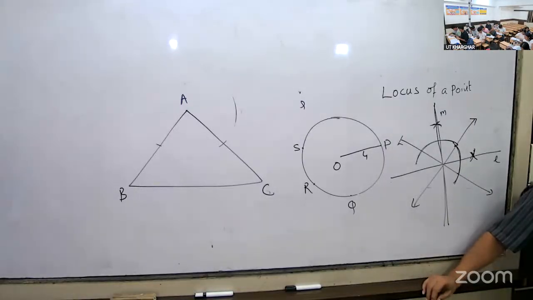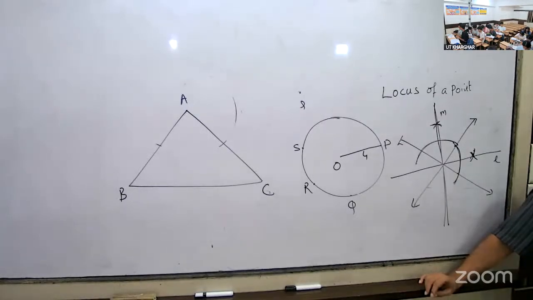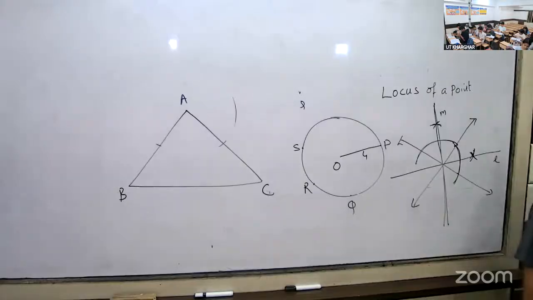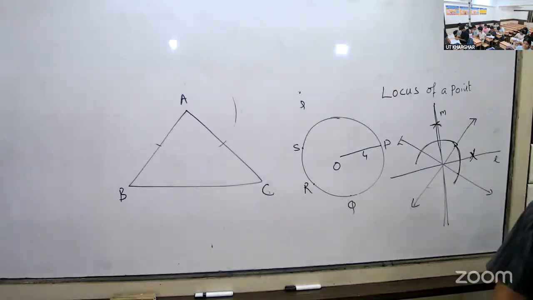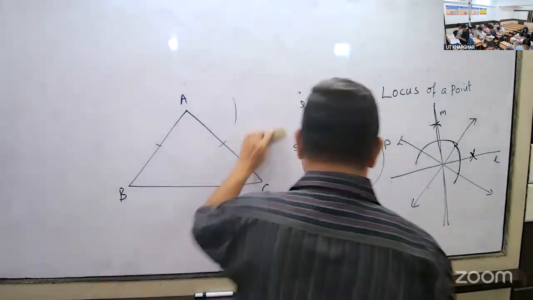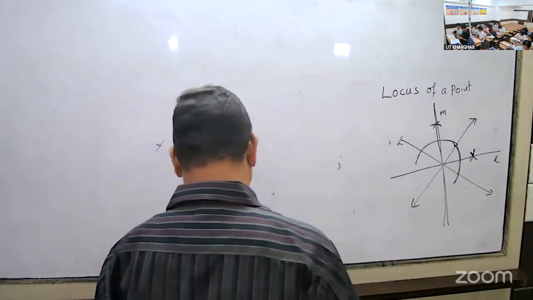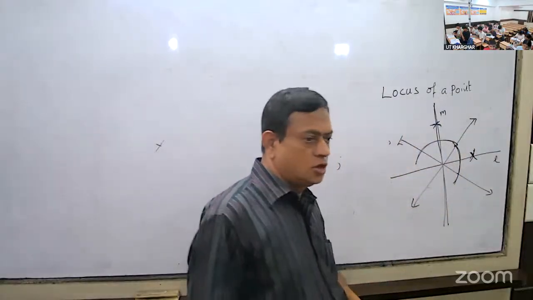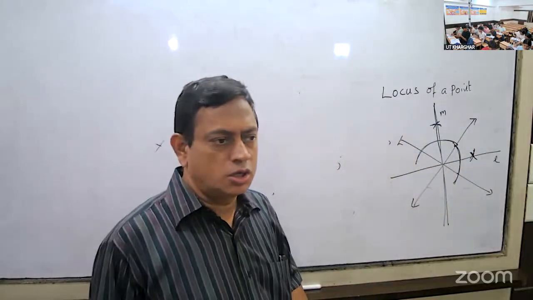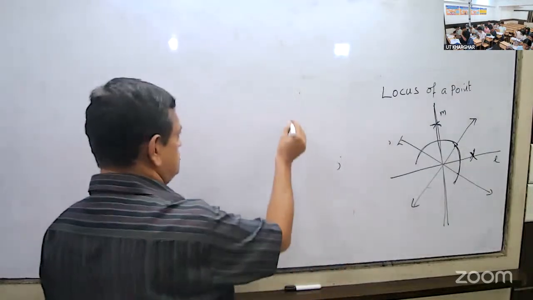All of you draw. Draw the circle and mark the center. Draw a circle with center A and radius equal to 4 centimeter.